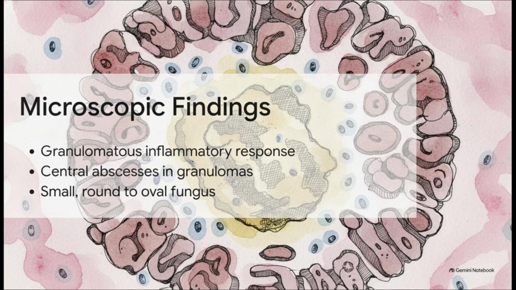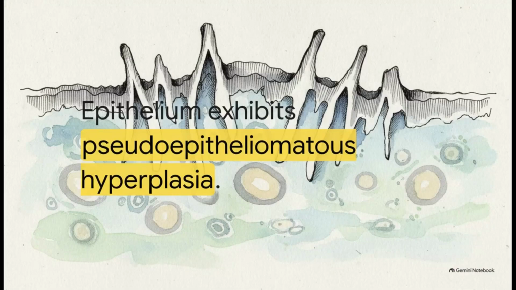As for the organism itself, Sporothrix schenckii appears relatively small and round to oval in shape, just scattered sparsely within the tissue sections. And honestly, because they're so small and sparse, they can be super difficult to spot on a standard H&E stain. Now, what is highly testable for your exams is what happens to the tissue sitting on top of the infection. The overlying epithelium often exhibits a wild reactive condition known as pseudoepitheliomatous hyperplasia, or PEH.